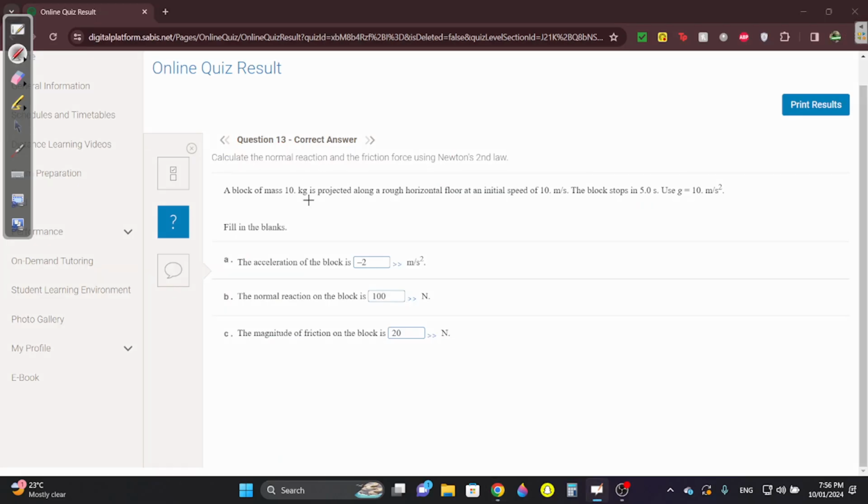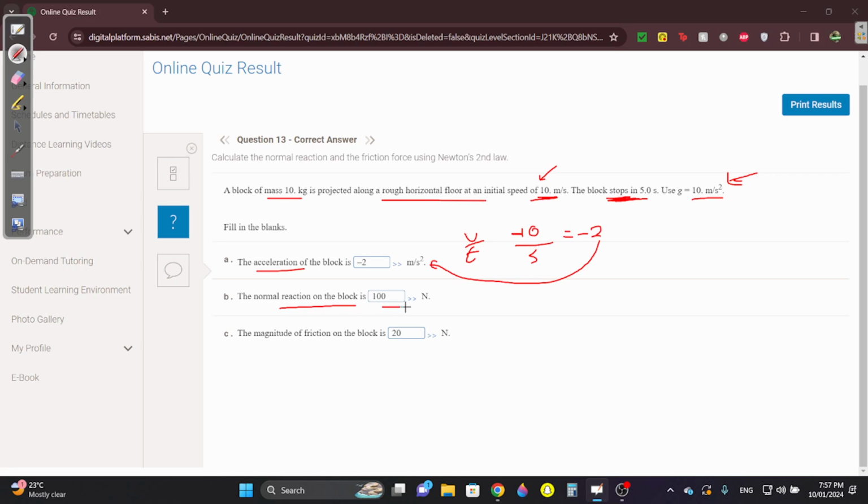Question 13. A block of mass 10 kilos on a rough horizontal surface has an initial speed of 10 meters per second. The block stops in 5 seconds. Use g as 10 meters per second squared. First thing, they're asking for acceleration. Acceleration is velocity over time. The velocity is 10 meters per second, but it's going to a stop, so it's negative 10, divided by the time, 5 seconds, which is negative 2.